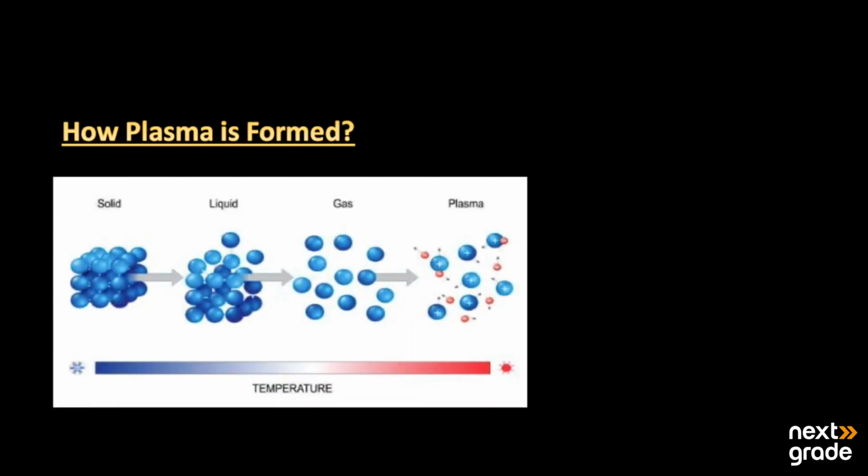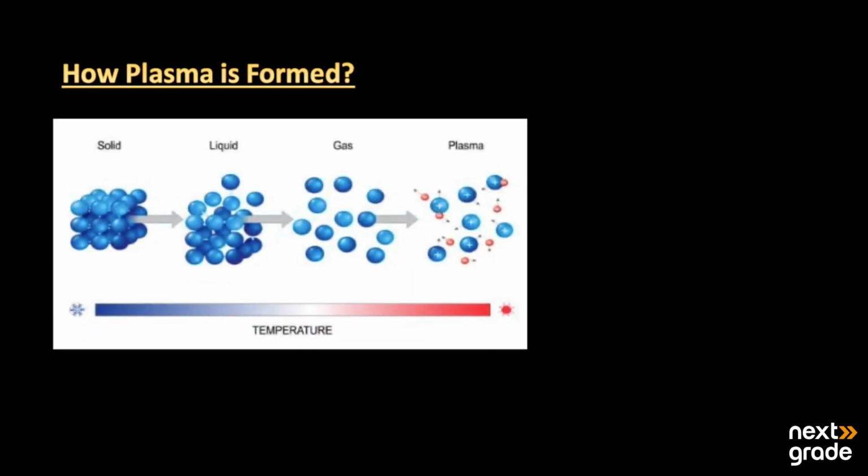Next, how is plasma formed? Here we will discuss the formation of plasma. In the solid state, all the particles are regularly arranged with no space between them. When the solid is heated, it converts into the liquid state, in which there is some space between the particles. After further heating, it converts into the third state of matter, gas, and gas molecules are far apart from each other, with more distance between the particles.